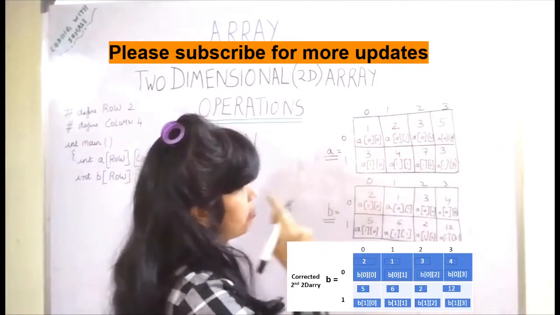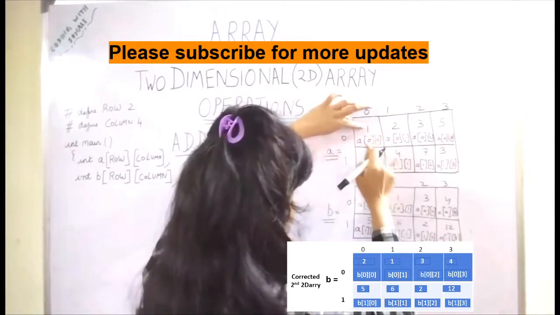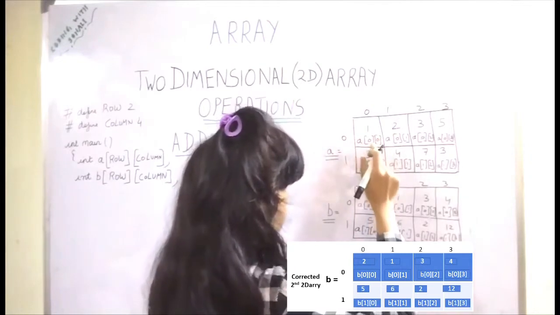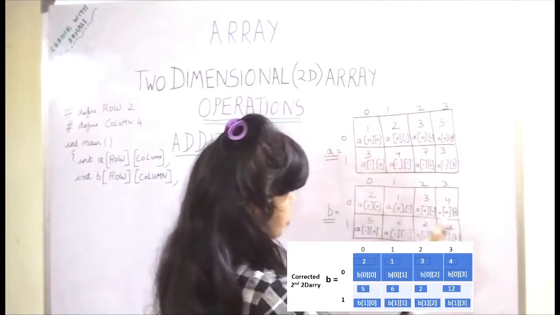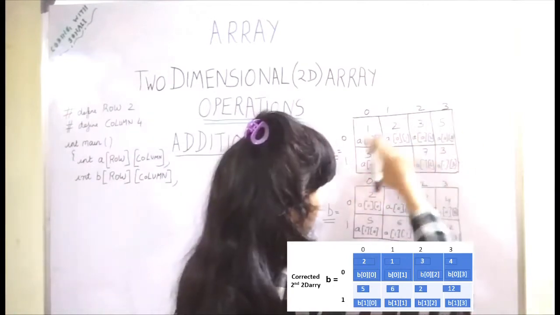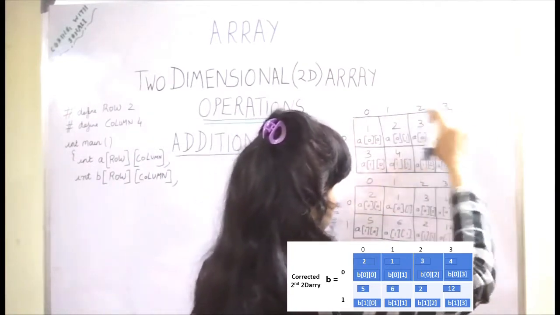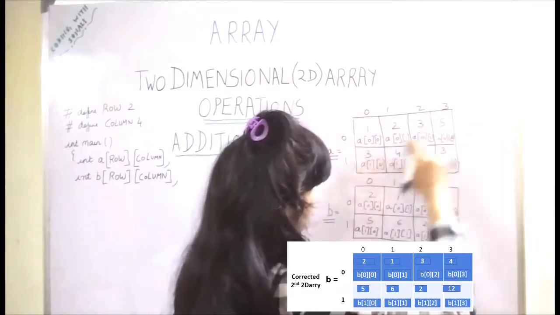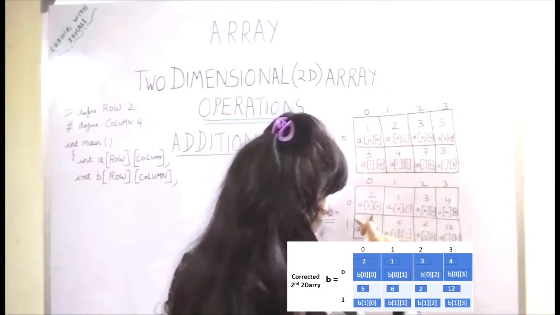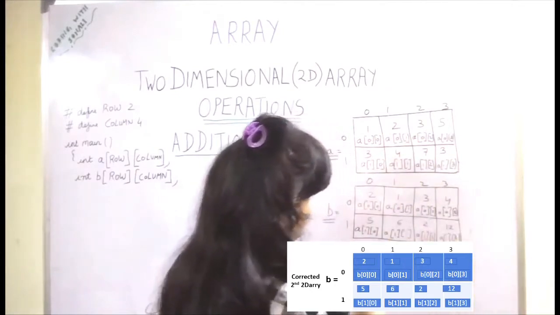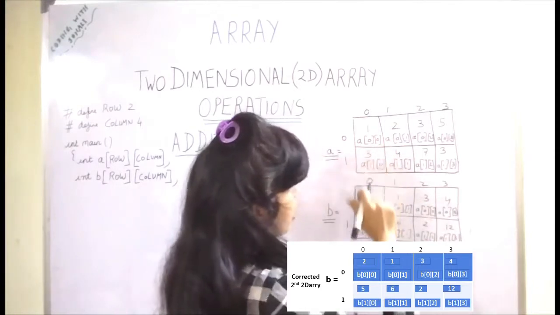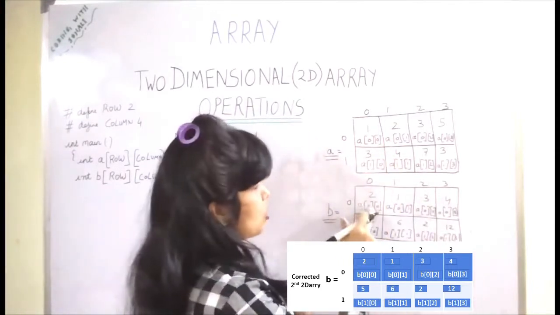So how will the addition be performed? The element at index A subscript 0, subscript 0 will be added with the same element of the second 2D array, that is B subscript 0, subscript 0. We will be adding row wise. That is, we will first add the first row with these elements, and then the second row of the first 2D array with the second row of the second 2D array. Same positions, we have to add these two elements, so they should have the same index.